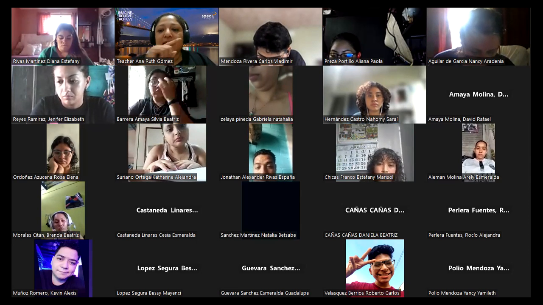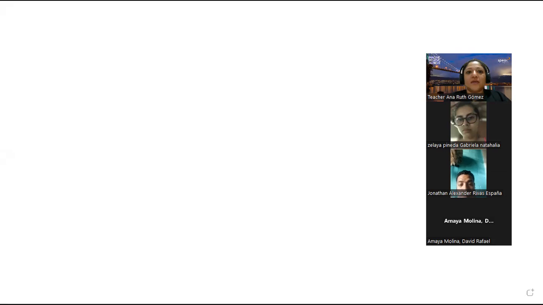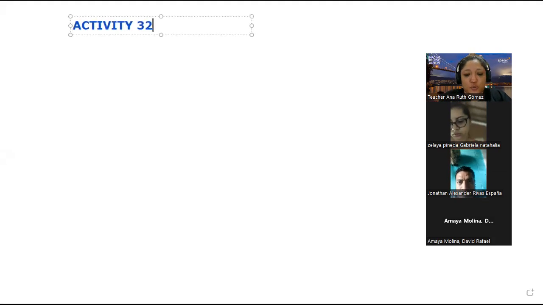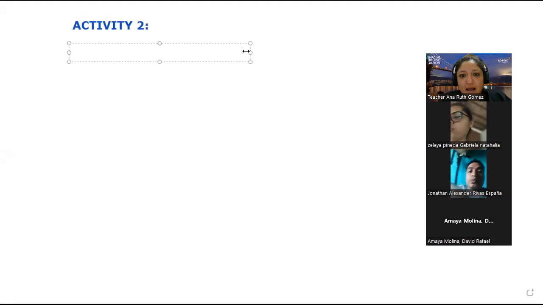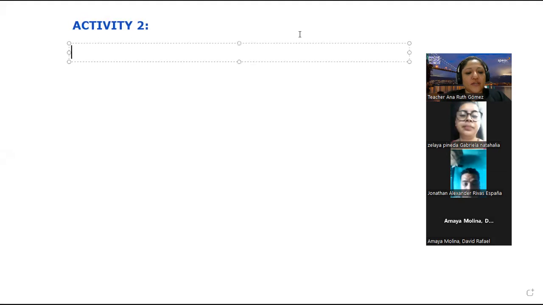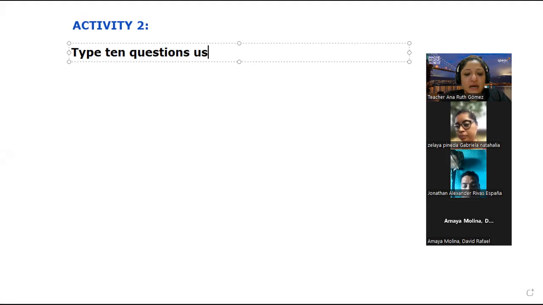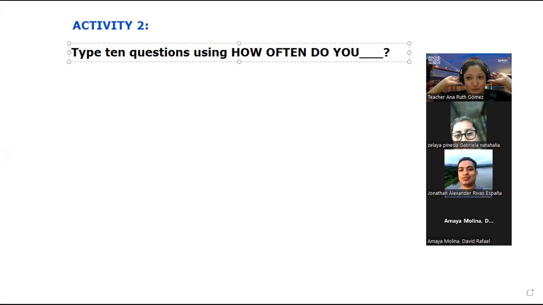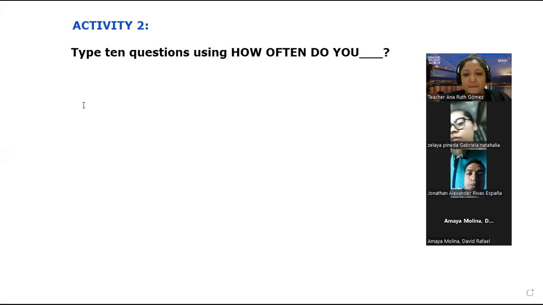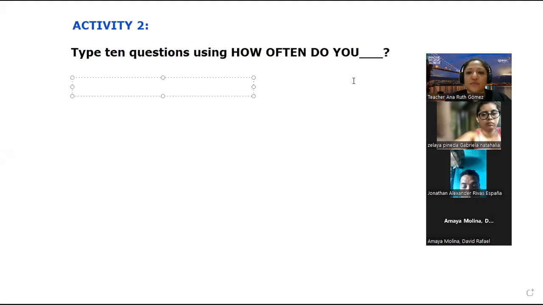Now, the next activity, everybody, is I need you to prepare your questions, okay? In groups. This is going to be activity 2. You're going to type 10 questions using how often do you. For example, how often do you do this? How often do you do that, all right?